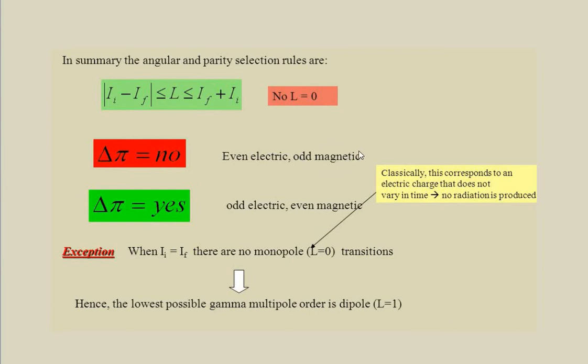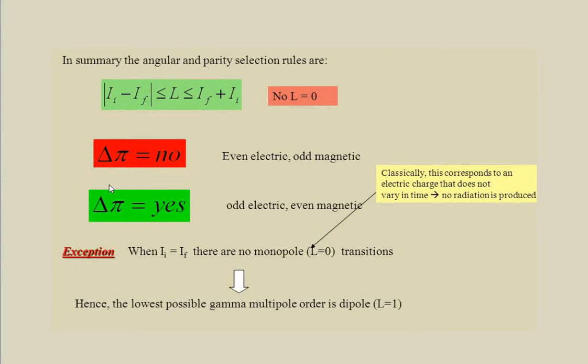And also odd type of magnetic multipole radiation is possible. Odd type means when its magnetic multipole transition depends upon the pi value, (-1)^(L+1). So if L is equal to 1, it is 2. So there is no change in parity. So this is the first condition.